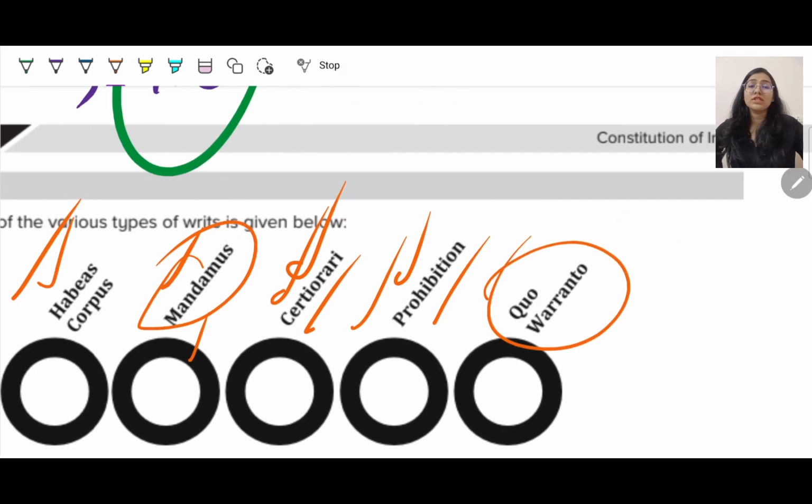Quo warranto is just what is your authority that you are being appointed here, and in that case you feel that you are a usurper, that you don't have basic qualification or the way you should be appointed in this particular position, then they will remove you from that place.